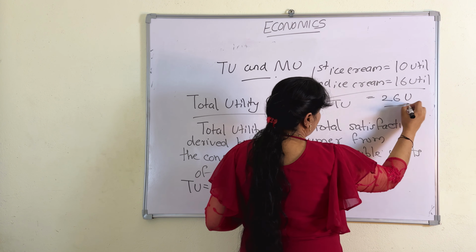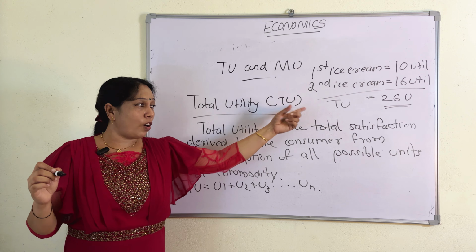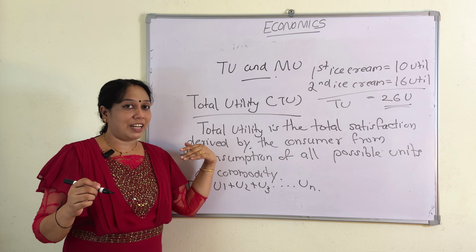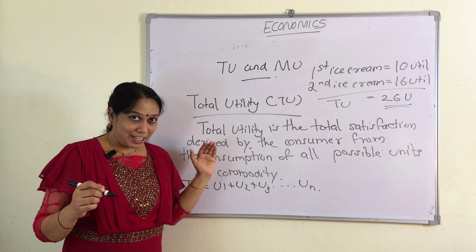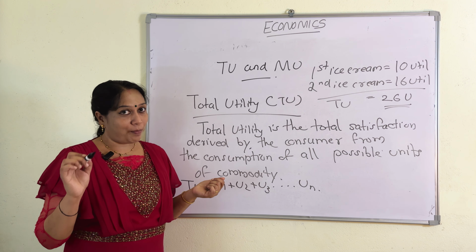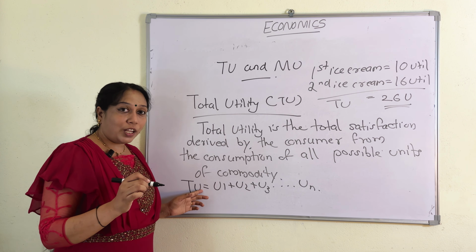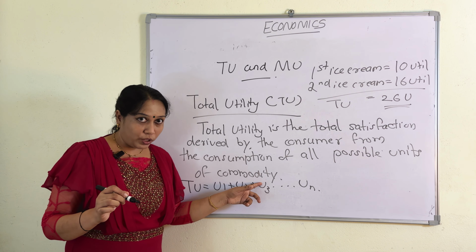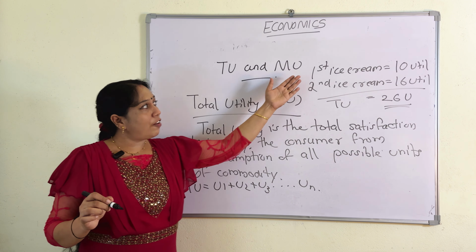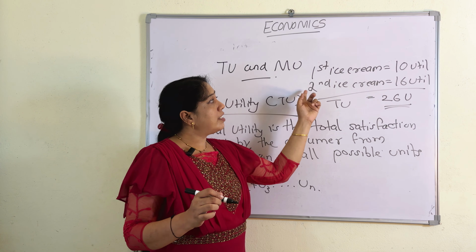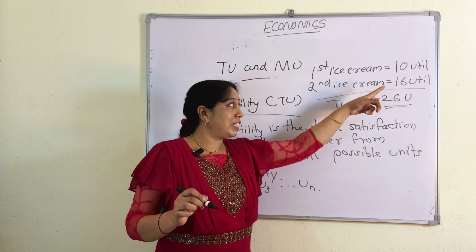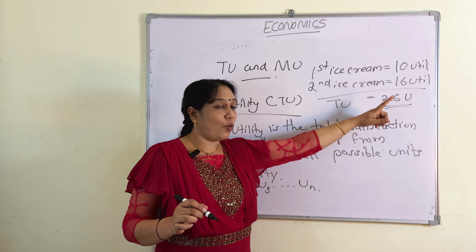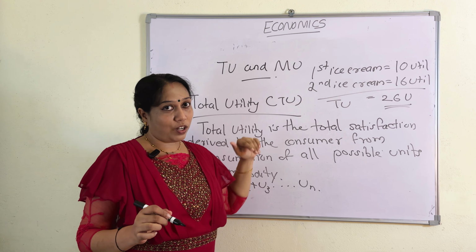To 26 util, that is the total utility. So total utility is the total satisfaction derived by the consumer from the consumption of all possible units of the commodity. How to find out the total utility? TU is equal to U1 plus U2 plus U3 till UN. Here first ice cream 10 util and suppose second ice cream we get the satisfaction of 16 util, then total utility is 10 plus 16, that is 26 util, that is total utility.